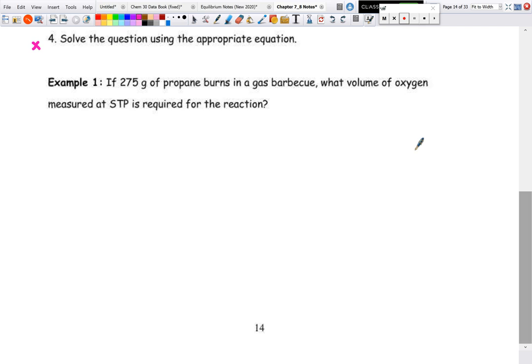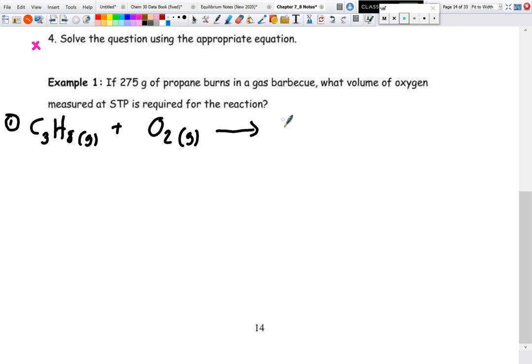So let's look at our first question. If 275 grams of propane burns in a gas barbecue, what volume of oxygen measured at STP is required for that reaction? Normally, if I'm giving you a hydrocarbon, I will tell you its chemical formula. But with this one, because I knew we were going to do this together, I never gave it to you. Propane is C3H8, and of course this is a gas. Plus, it is a hydrocarbon combustion reaction, so we're going to react with oxygen gas. And for all hydrocarbon combustion reactions, we produce CO2 gas and H2O gas.